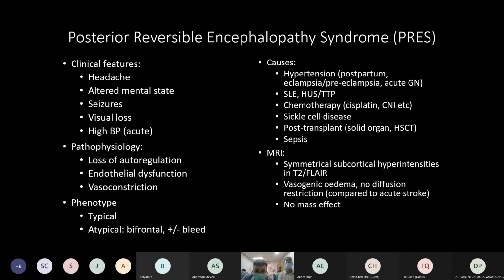So the MRI feature, like we mentioned, is usually symmetrical subcortical hyperintensity, no mass effect, and there's no restricted diffusion. Compared to acute ischemic stroke, it's going to be cytotoxic edema.